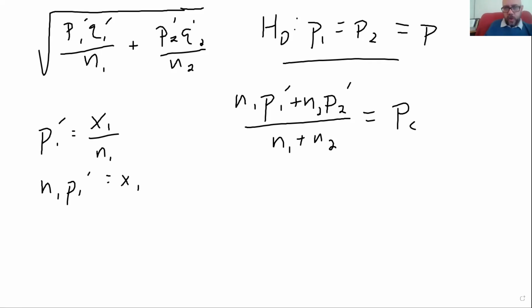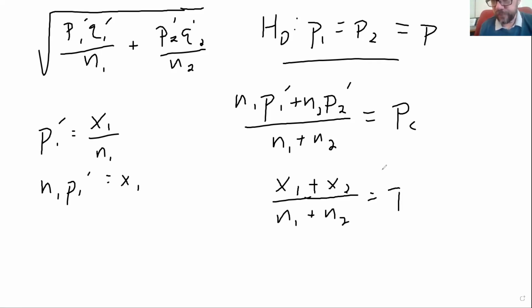And so another way to write this formula is X1 plus X2 over N1 plus N2 is P sub C. And this is a more natural way to think of this. X1 plus X2 is the total number of successes. N1 plus N2 is the total sample size combined in both cases. So this is total number of successes out of total sample size, and that gives you what we can call P sub C. Now, what we're going to do with this is the following.